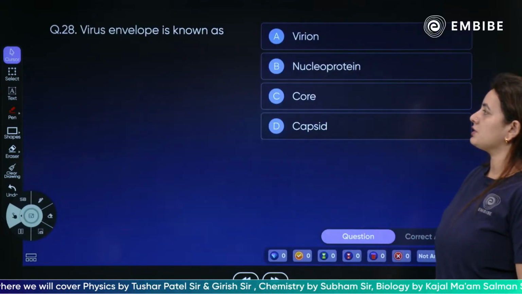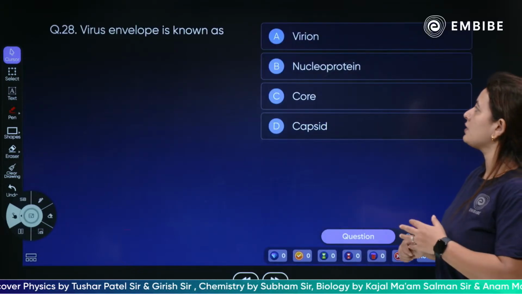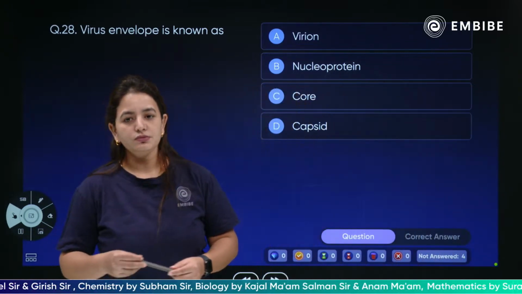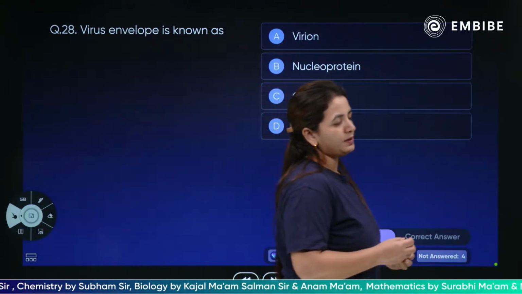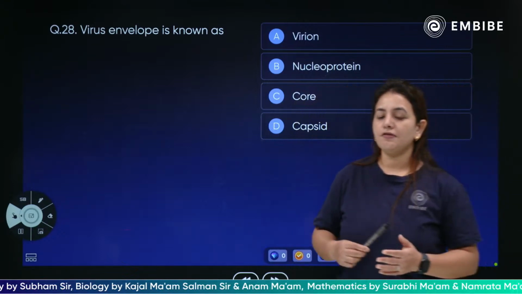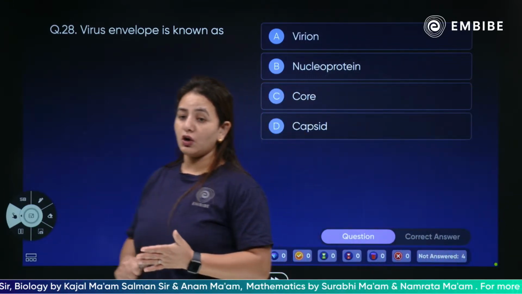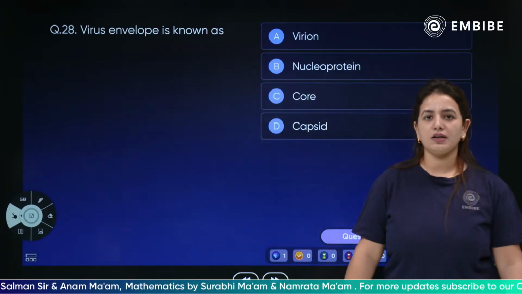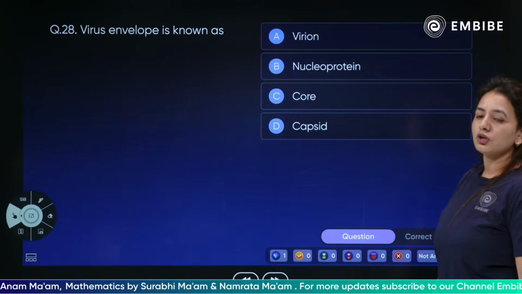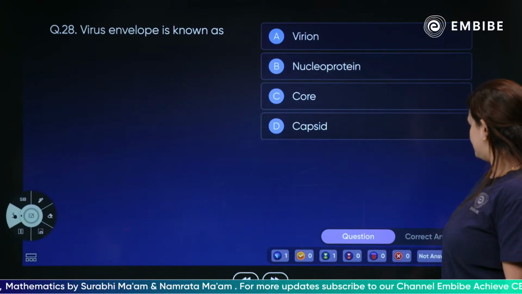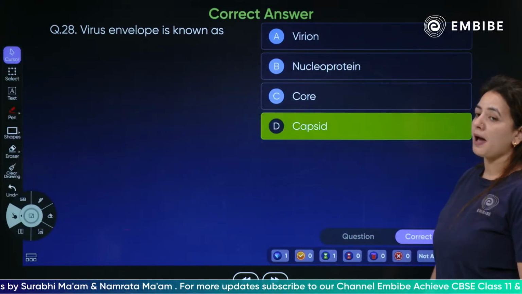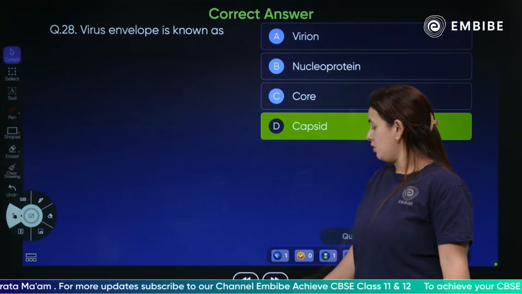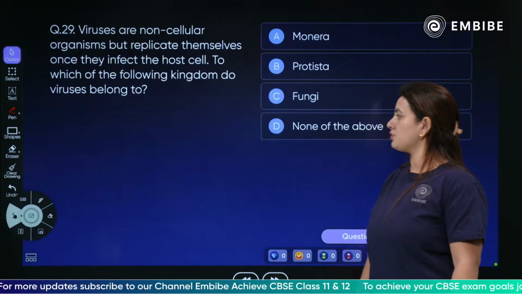Okay. Next question. The virus's envelope is known as what? A virion, nucleoprotein, core or a capsid? Yes, it is known as a capsid, because the coating is of capsomeres, the outermost layer.